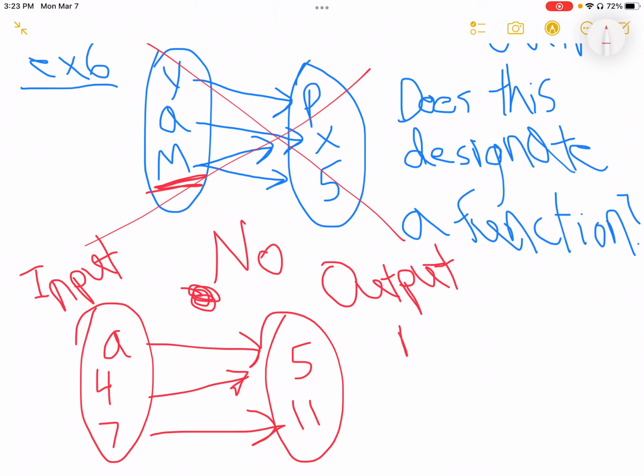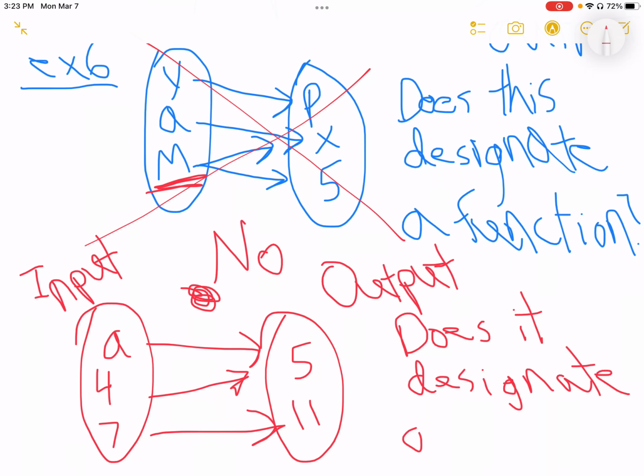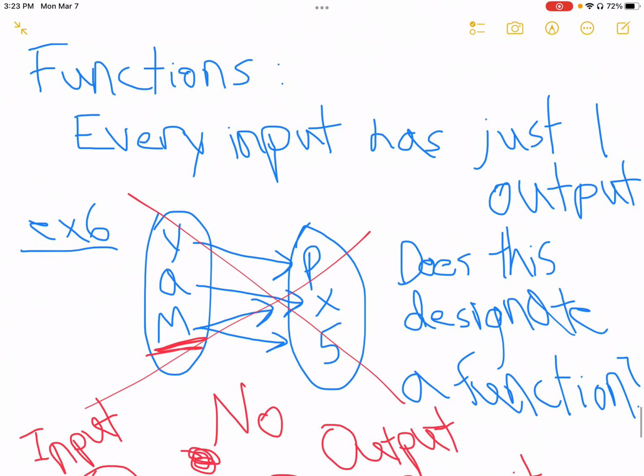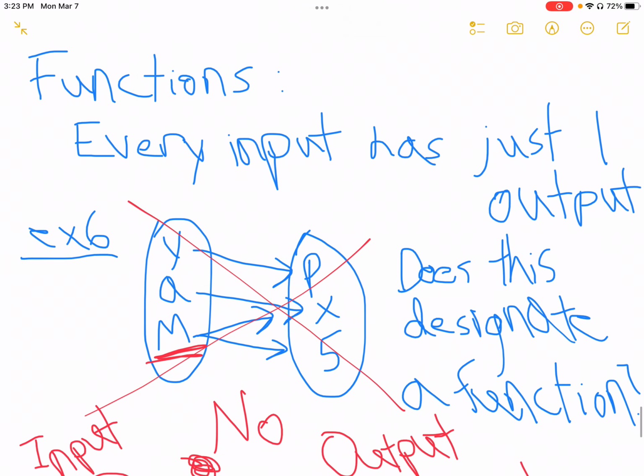They said the same thing up here: does it designate a function? You can think about this for a second, maybe pause the video. But now we're back. A goes to 5, 4 goes to 5, 7 goes to 11. Our rule, if you remember, is just that every input has just one output.